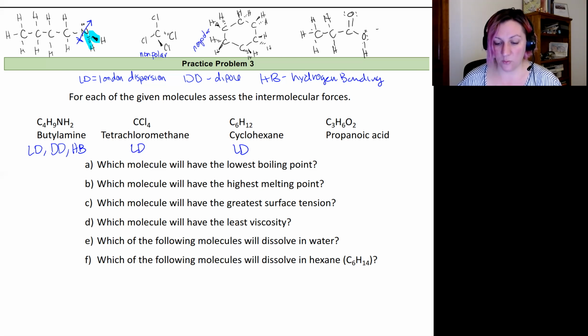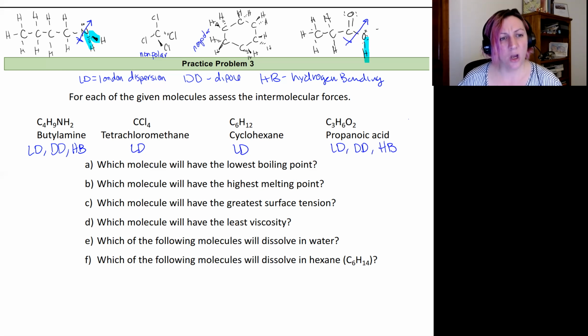So here's another one that has a dipole moment right here. And also I see an oxygen-hydrogen bond as well. Now remember, our oxygen-hydrogen bonds are stronger than our nitrogen-hydrogen bonds, but at the same time, the other one has 2. So this one has London dispersion forces, dipole-dipole interactions, and it has hydrogen bonding.